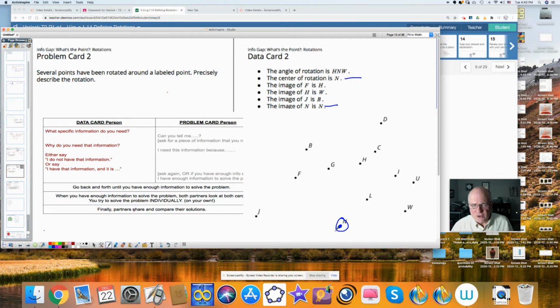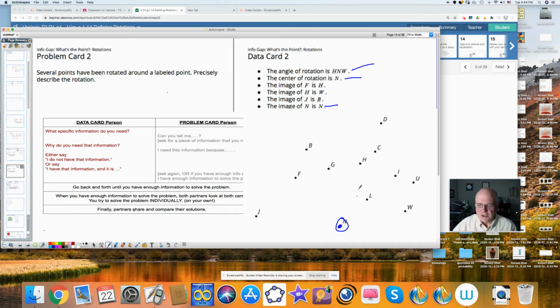That was not a good question to ask, but it was a question that was asked and actually kind of commonly asked. Okay. What specific information do you need? Can you tell me the angle of rotation or the degrees of rotation? Why do you need that information? Well, I'm trying to define the rotation, and if I knew the degrees or the angle, then that would be one of the 3 things that I need, the center, the angle, and the direction to be able to solve this. I have that information.